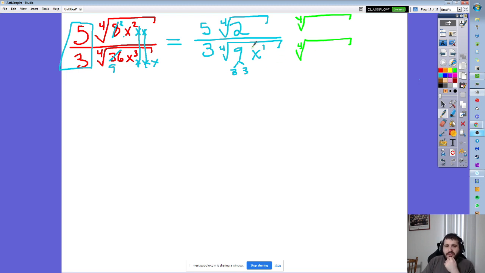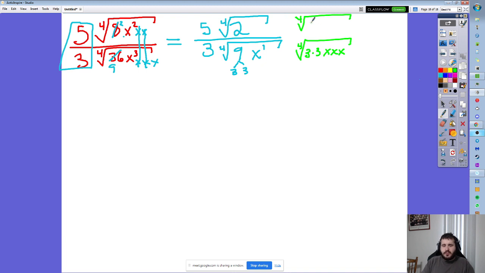Now, let's think about this. I've got 2 3's, but in order to get out of here, I need 4. So I'm going to put 2 3's here, 3 times 3. And I got 1x, but I need 4 to get out. So if I've got 1 here, I need 3 more to get out. Now you know that's 9x cubed. You don't have to write it down like this if you don't want to, but I want to show you, hey look, I've got now 1, 2, 3, 4 3's on bottom. I've got 1, 2, 3, 4 x's on bottom.